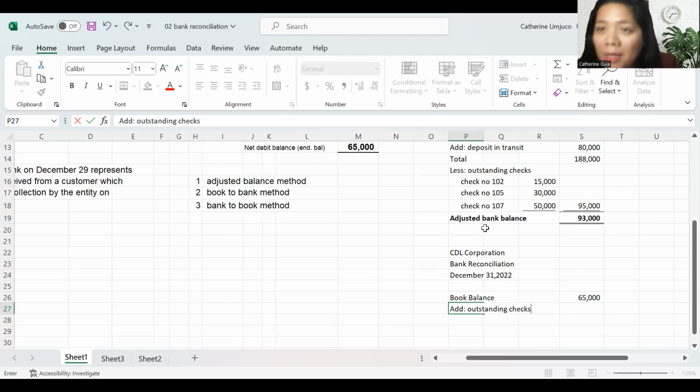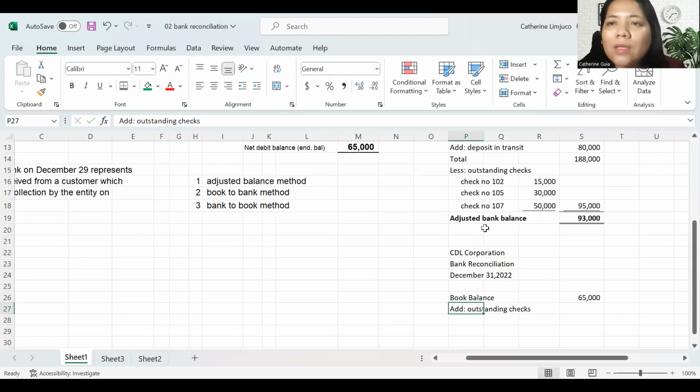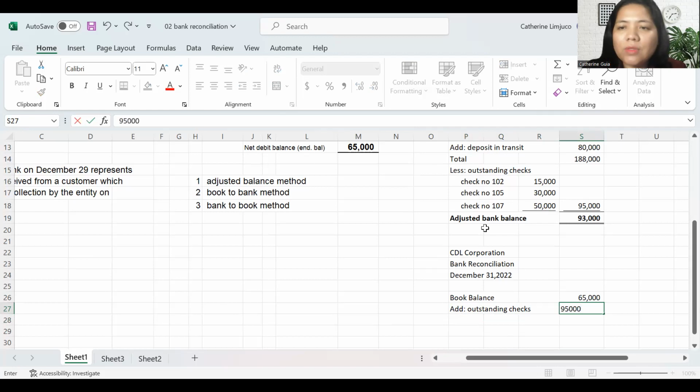So we will just copy what they did in the bank statement. Since outstanding checks were not recognized as a deduction, the outstanding checks should be added back to the book balance. By the way, I will not enumerate the check numbers here; in the interest of time, I will just type the total outstanding checks. So we have here 95,000.